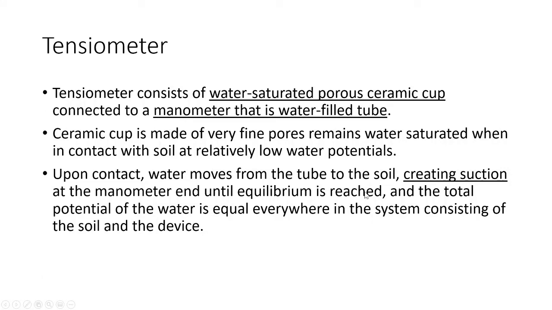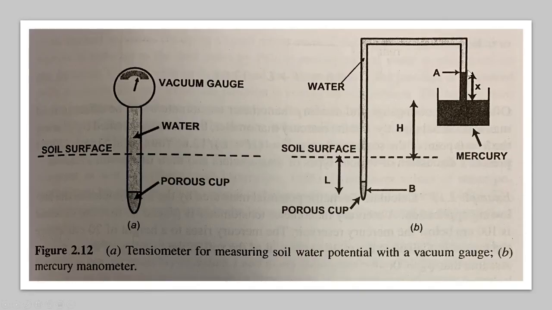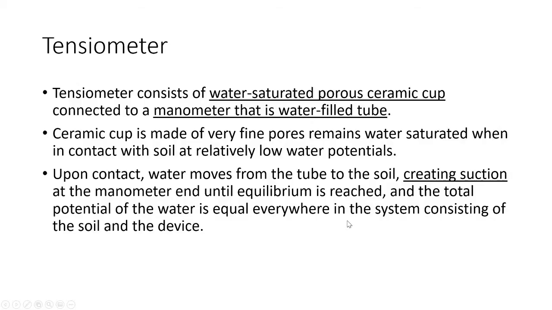So when the water is pulled out from the ceramic cup, the water in the manometer tube will be pulled as well. As a result, the vacuum gauge will indicate that the water is being pulled, or the mercury, as you can see, the mercury will be pulled out. When the water in the manometer tube is being pulled down by the soil, then the mercury liquid will be pulled out, as a result of the water in the manometer tube being pulled out by the soil. Okay, that's how it works.